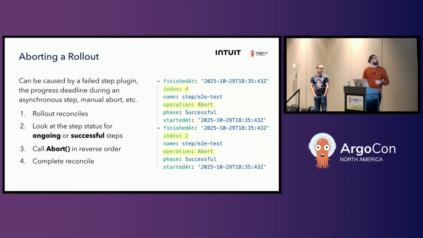All right? So what happens when a rollout is aborted? Obviously, that's not only because a step plugin may have failed. It can be because it was manually aborted.